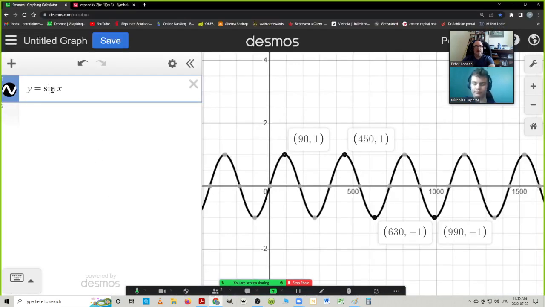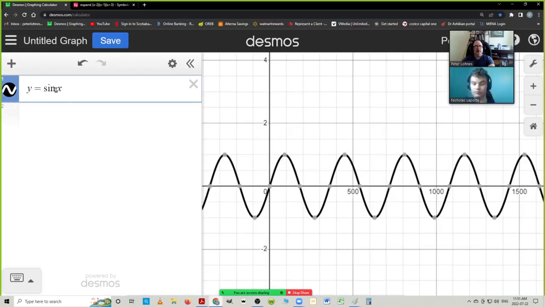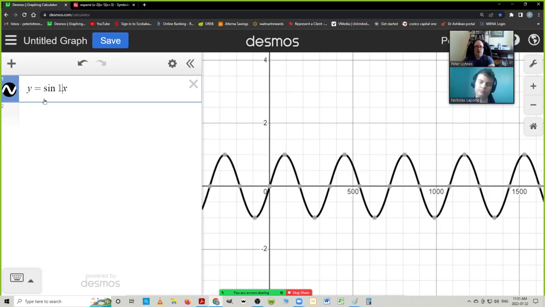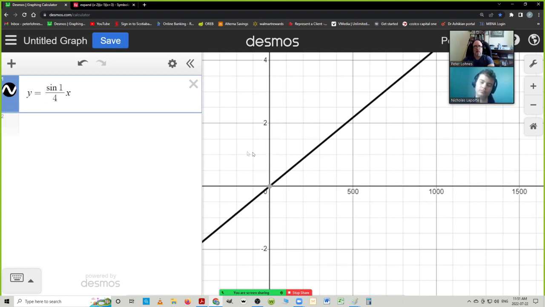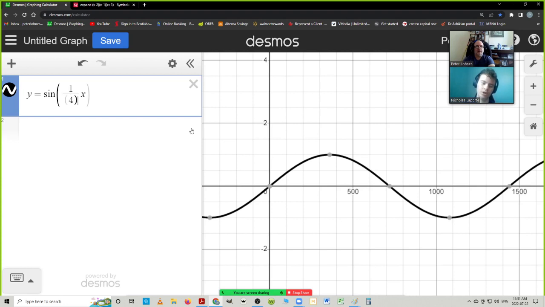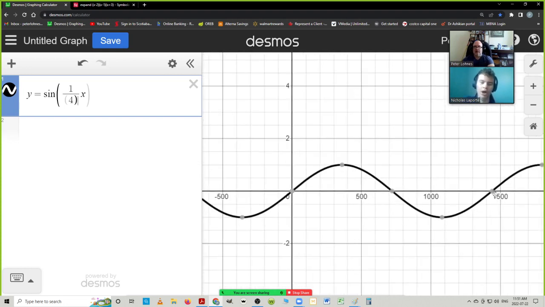Let us look at what happens. What goes in front of a sine x to change a period? If I put a 4 in front of this x, whoa, that period got smaller. If I put a quarter in front of that sine x, it didn't even do it properly for me, so I'll do it like that. Holy cow, the period looks like it's gotten bigger.